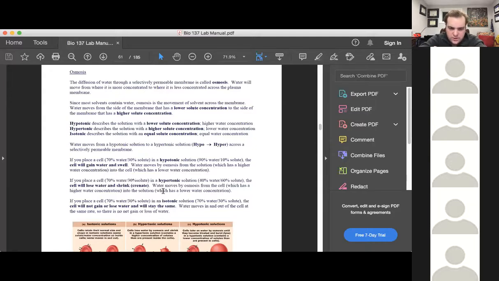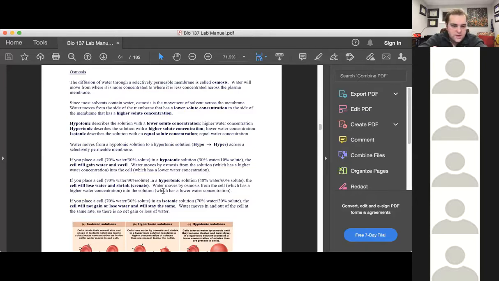But we're going to go into what really happens when we have water imbalances in the body. Okay, so please highlight or arrow the definition of osmosis. It's basically how water will go from a low salt concentration to an area of high salt concentration. Alrighty.